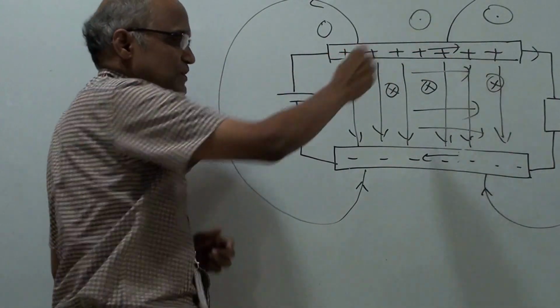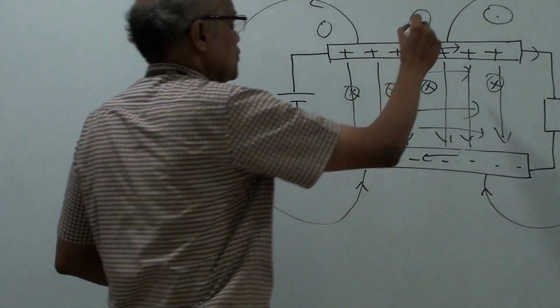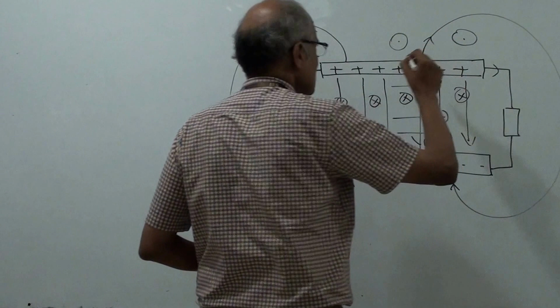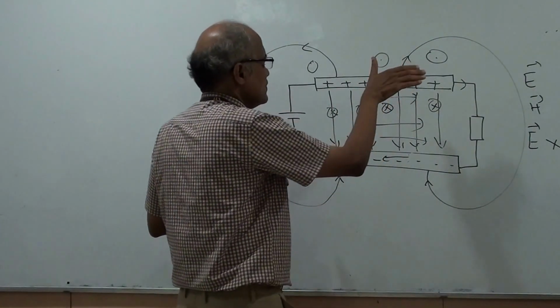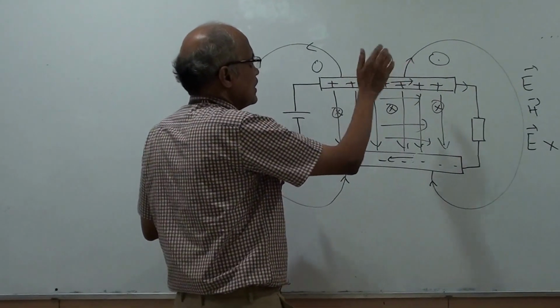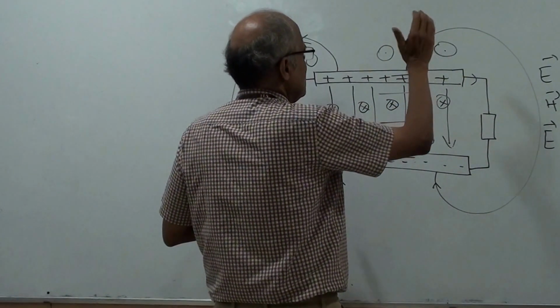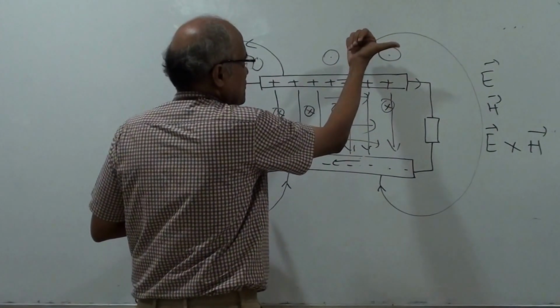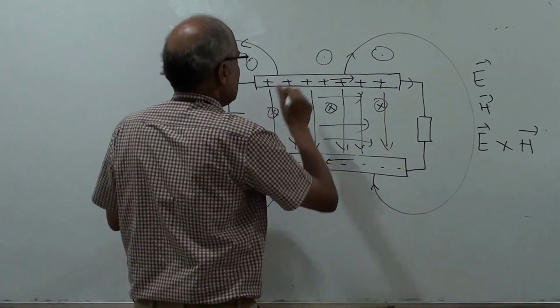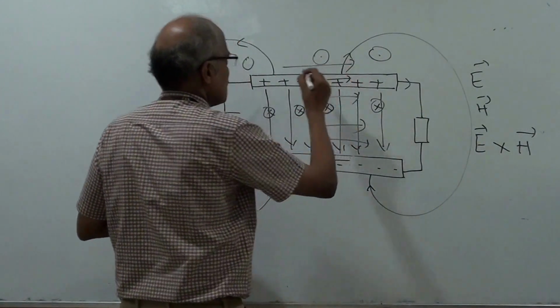Now let us consider outside the plate. So this is the electric field and the magnetic field is into the board. So you have the electric field, and the magnetic field is out of the board. So when you use the hand now, again you see that the power flows from left to right.